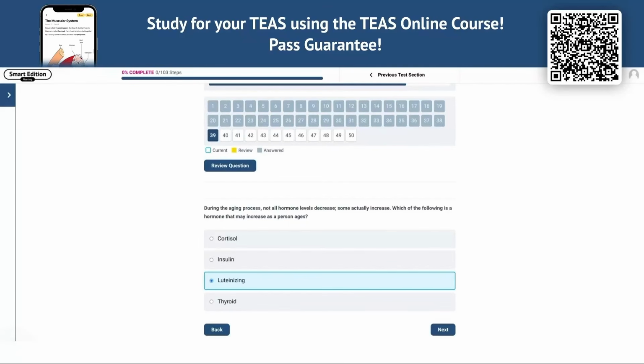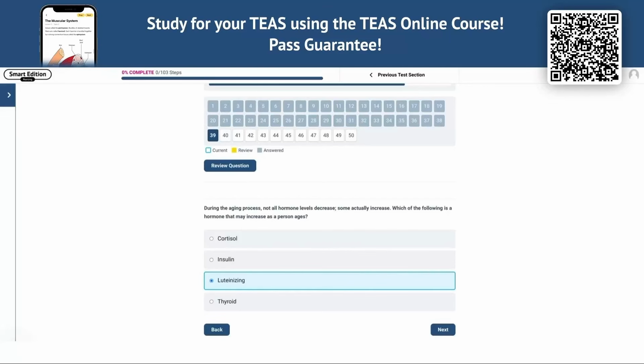Insulin. So insulin is the hormone that helps regulate blood sugar levels, and with age, cells in the body may become less sensitive to insulin, which can lead to higher blood sugar levels, but the actual production of insulin by the pancreas does not typically increase as part of the aging process.